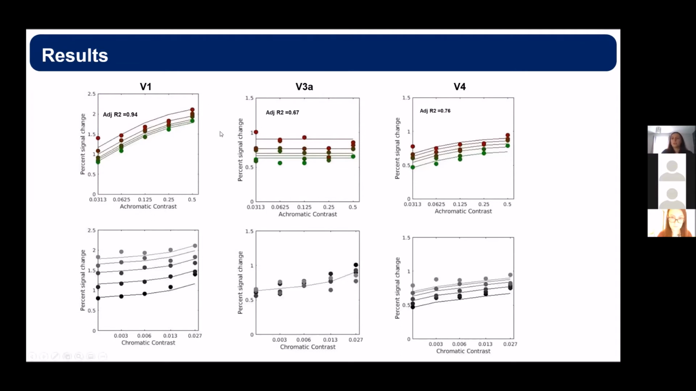I also want to draw your attention to these points here. This is where our random luminance modulation background is the lowest and our chromatic target contrast is the highest.